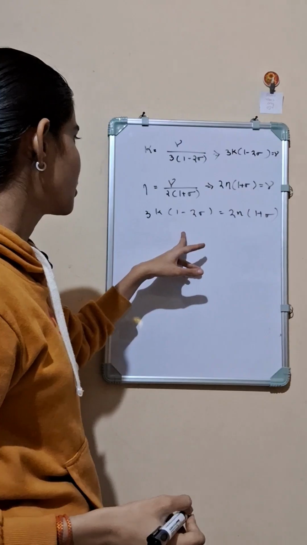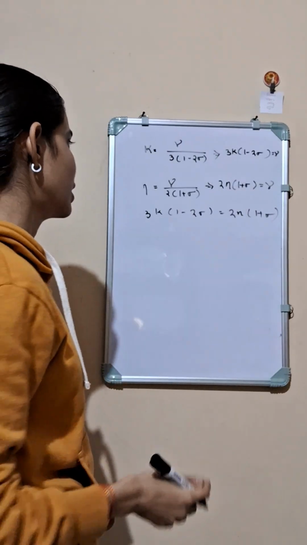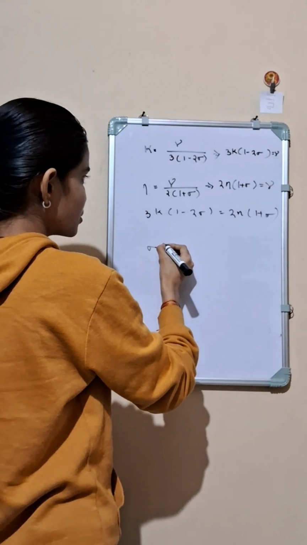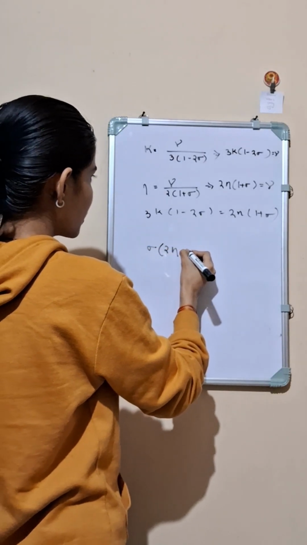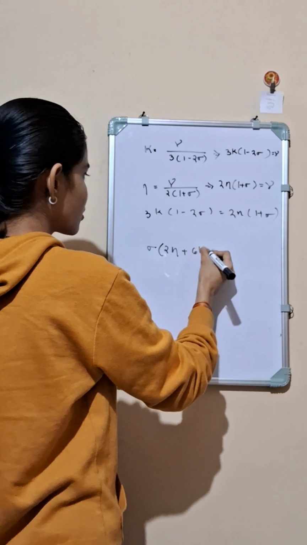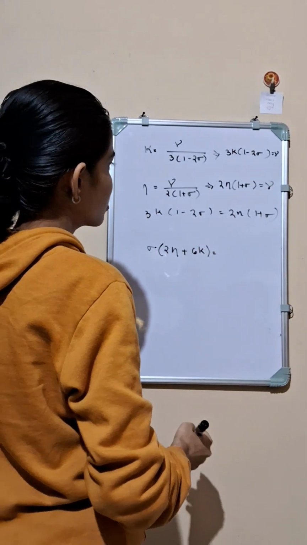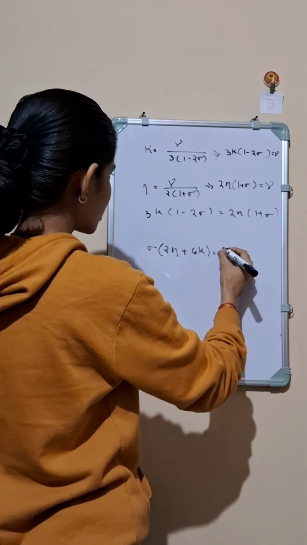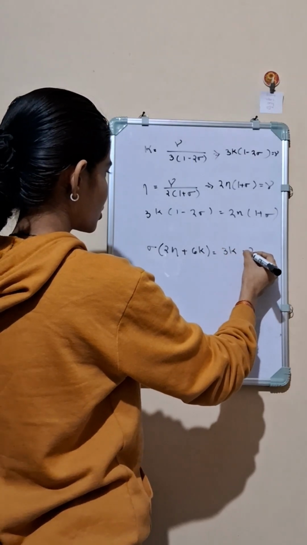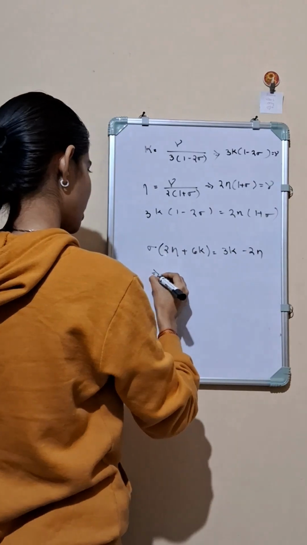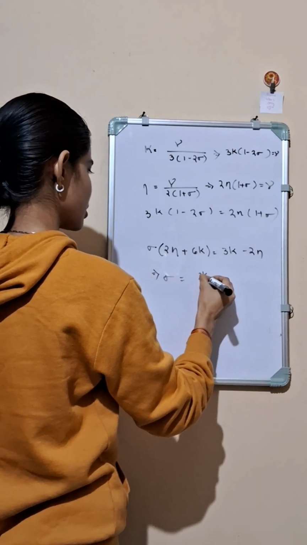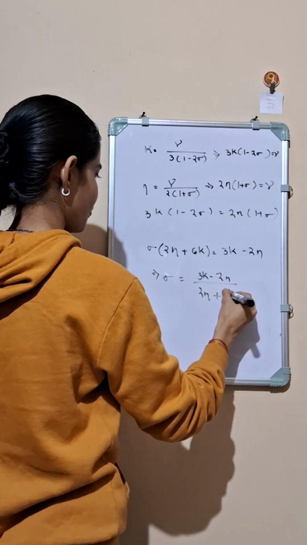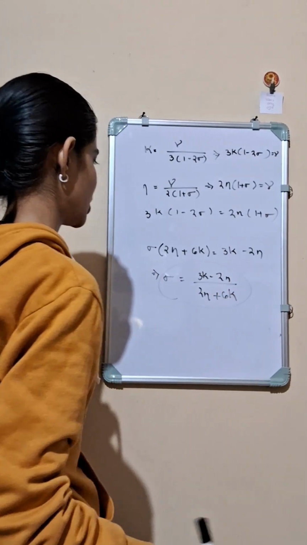So taking sigma to the left hand side and taking it common, I will get sigma into 2 eta plus 6k equals 3k minus 2 eta, and now sigma will be equal to 3k minus 2 eta by 2 eta plus 6k. So this is another relationship.